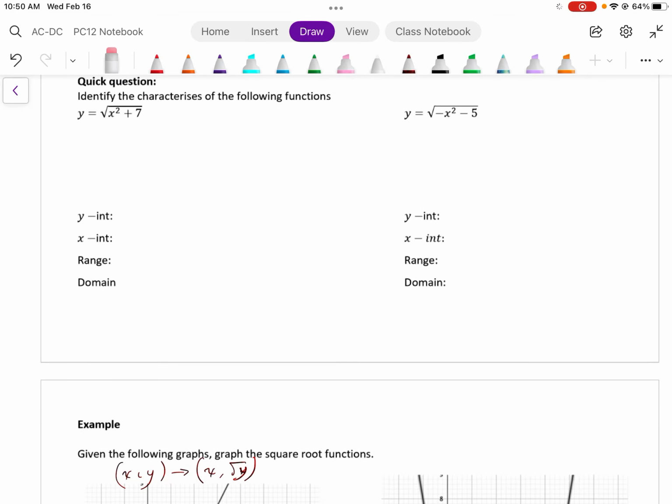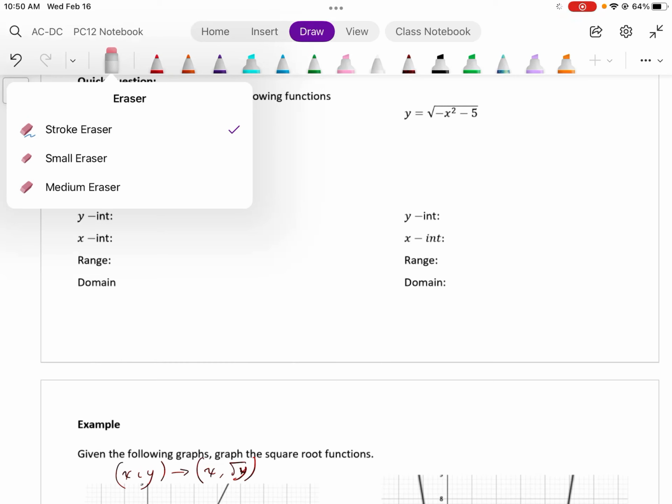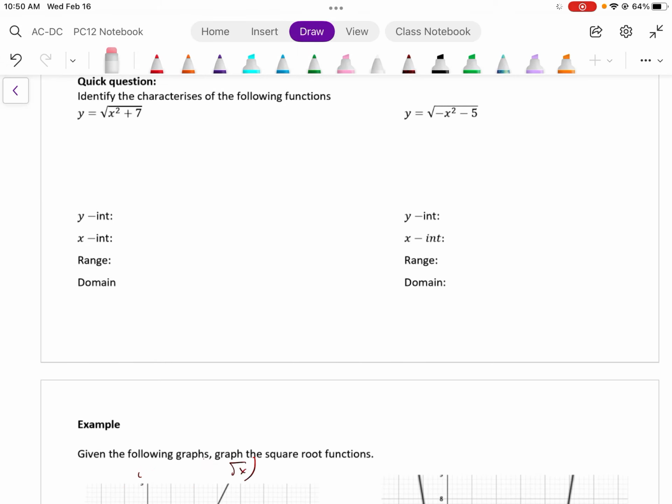I'm going to skip a few questions here. And we're going to identify the characteristics of the following functions. I'm going to get rid of these. Maybe I'll just scribble them out. Identify the following characteristics of this function.